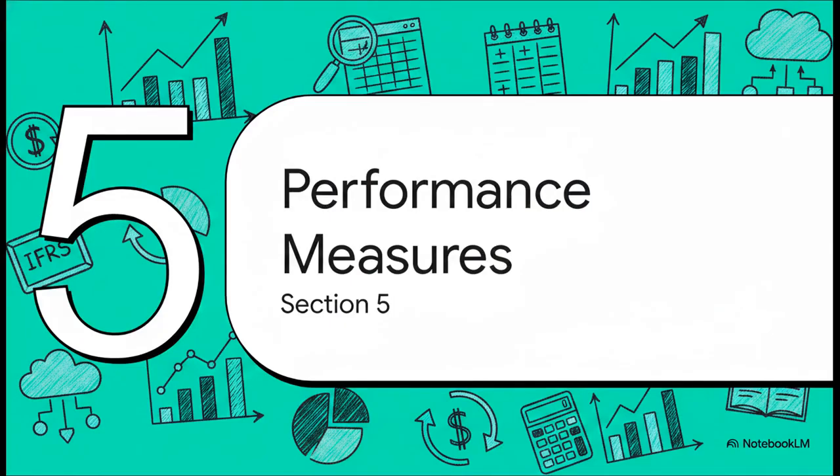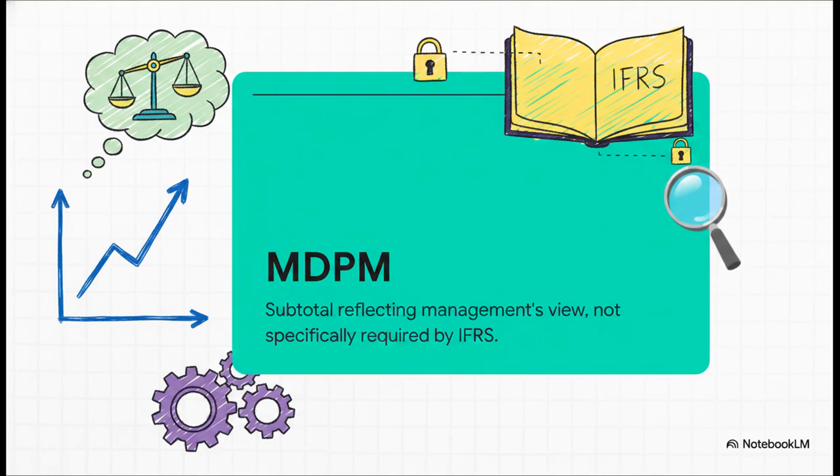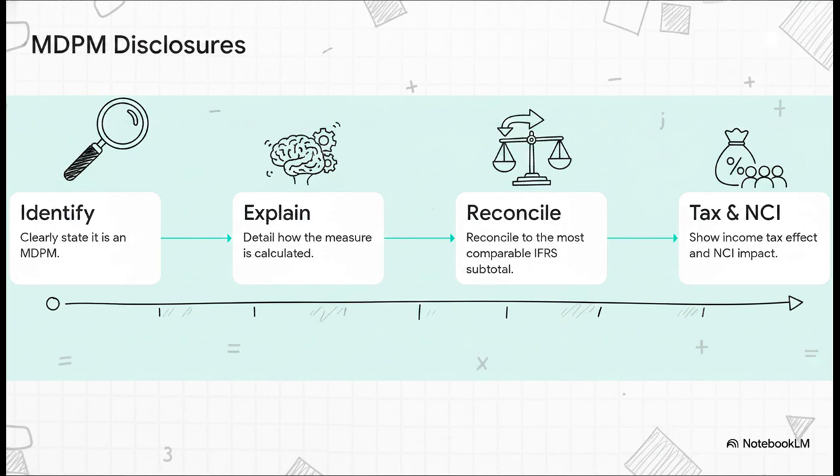Let's turn to Section 5, Management-Defined Performance Measures. So what exactly is a management-defined performance measure, or MDPM? Think of things like adjusted EBITDA. It's a subtotal used in public communications outside the financial statements to show management's view, and it isn't specifically required by IFRS. But now IFRS 18 is pulling these measures directly into the audited financials, which means they require rigorous transparency. If you choose to include an MDPM, you've got to execute these 4 steps flawlessly.